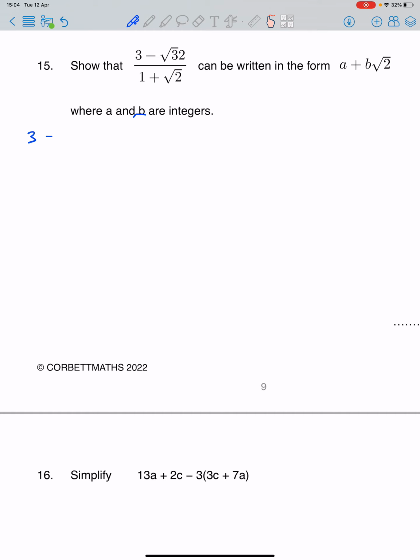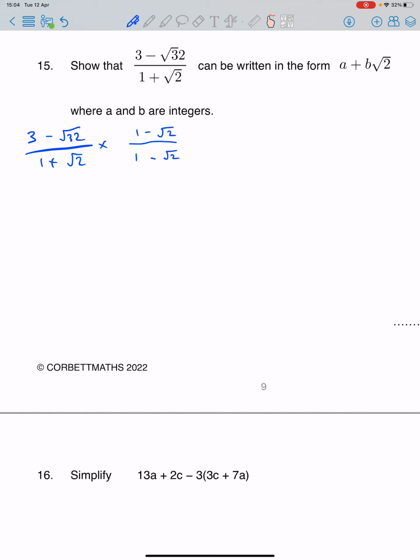So we have 3 minus root 32 over 1 plus root 2, and that's all being multiplied by what we call the conjugate of the bottom, so 1 minus root 2. So we change that plus to a minus. If it were a minus, we would have changed it to a plus. So this is essentially an equivalent fraction because we're multiplying the top and bottom by the same thing.